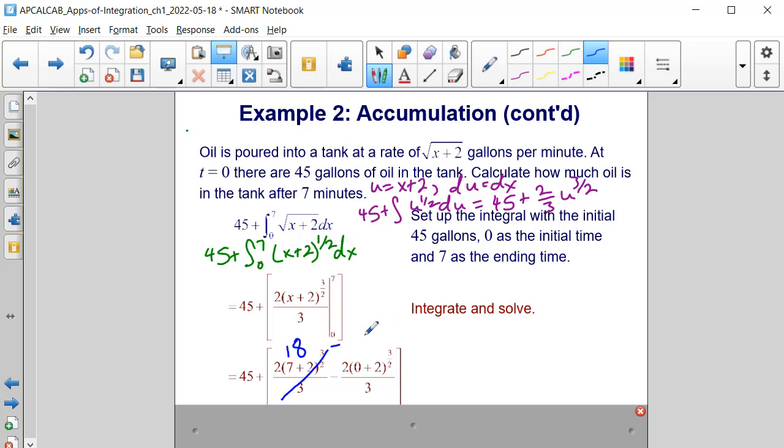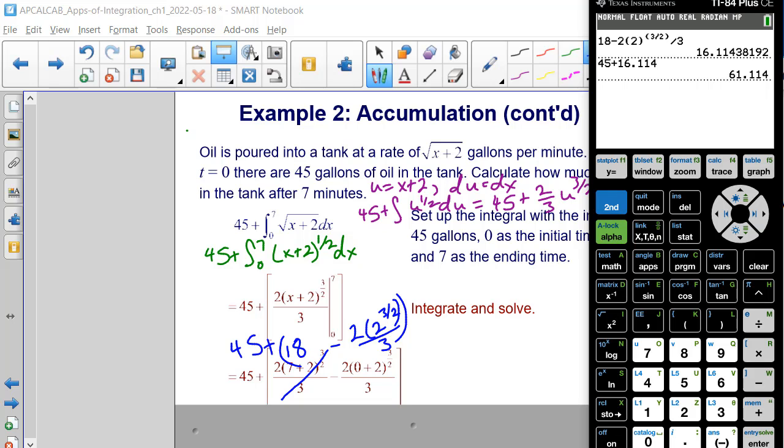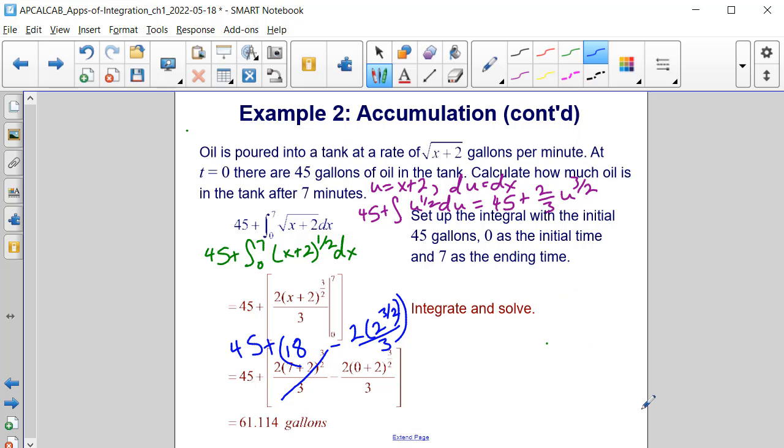And then we're going to subtract 2 times 2 to the 3/2 power, all divided by 3. And then we're going to add 45 to this. So we can see at the top of our calculator, we did the 18 minus 2 times 2 to the 3/2, all divided by 3, and we ended up getting 16 and 114 thousandths. And then if we add 45 to that, as this problem is having us do, we get 61 and 114 thousandths gallons as our final answer here.